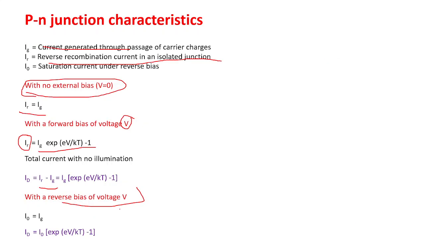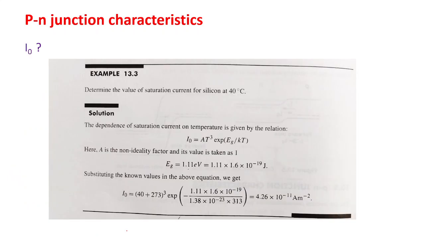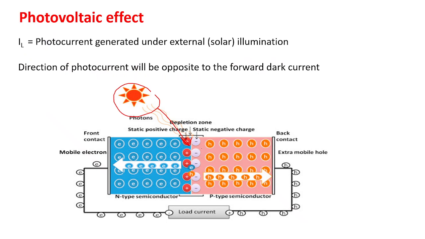Okay, so if you talk about the I0, the saturation current under reverse bias. First, if you have to calculate the total current in case of no illumination, we have to first calculate the value of I0. All other values we know: the value of e, the value of k and T, so we need to calculate I0. For this there is another formula. We calculate it based on the energy gap, and we use a non-ideality factor A, a constant value there, and based on this we will be able to calculate I0.